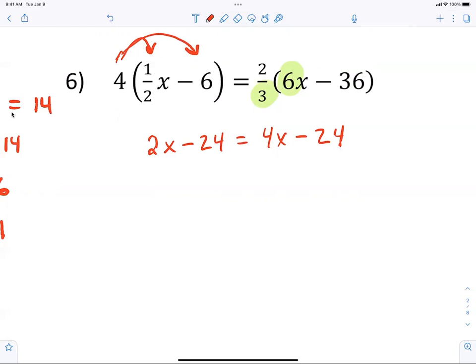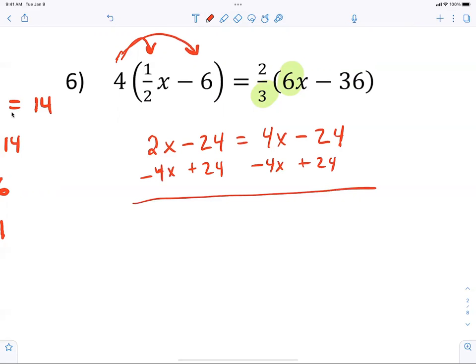Well, that's going to be 0. Good. I'm happy with that. You're doing great. So you said -2x equals 0. So now what? 0 divided by anything is 0. Very good work. X equals 0. I'm happy with that.